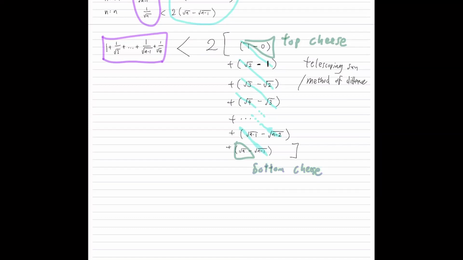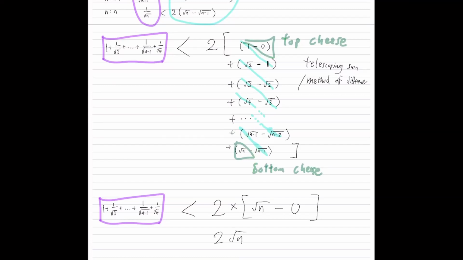And then you end up with the left-hand side, the purple guy, is less than 2 times of, maybe I put square brackets to make it more obvious, top cheese and bottom cheese, what is it? It's square root n, which is 2 square root n. And there you go, that's your answer. You have shown, or deduce, they use the word deduce. Answer the question. Okay, good.